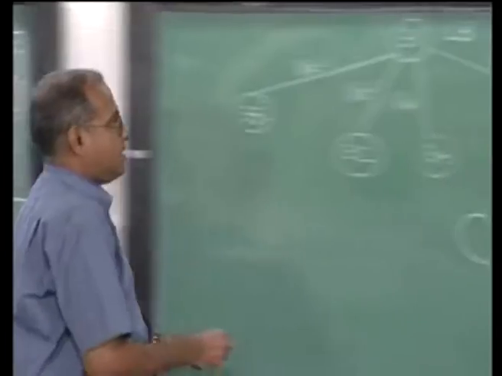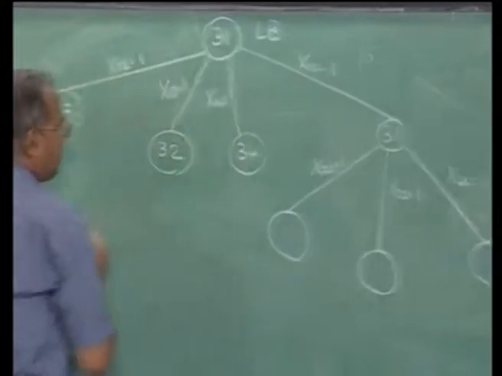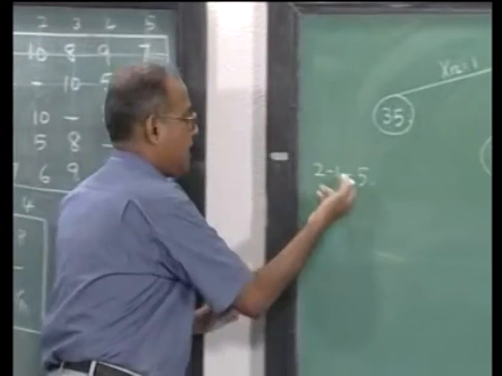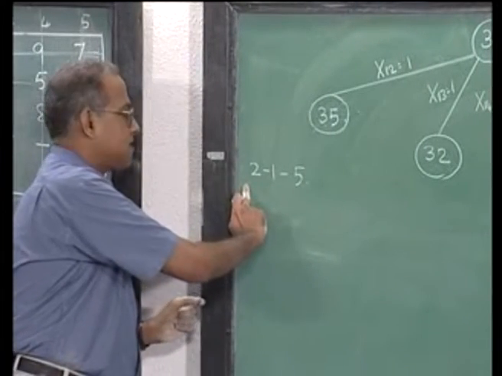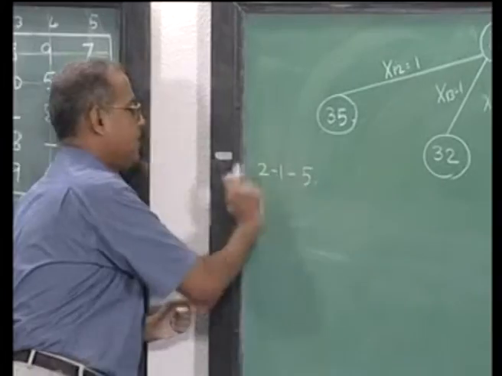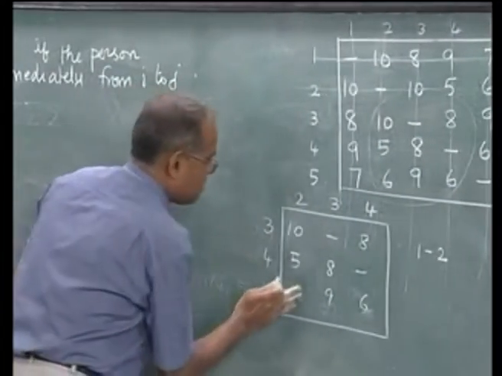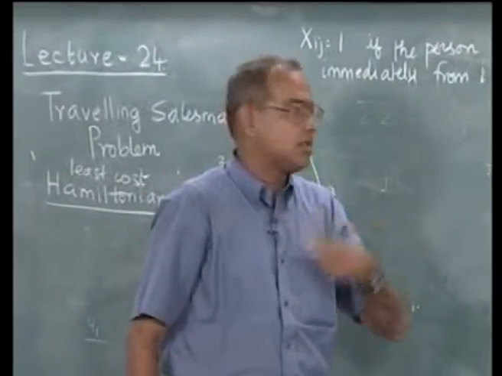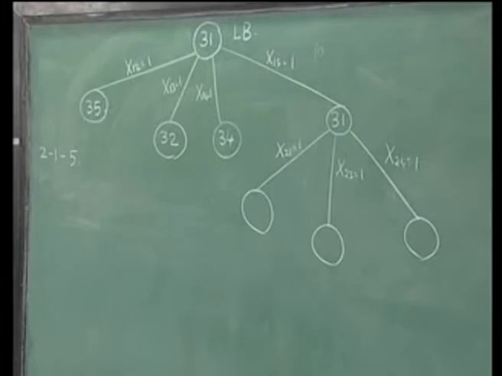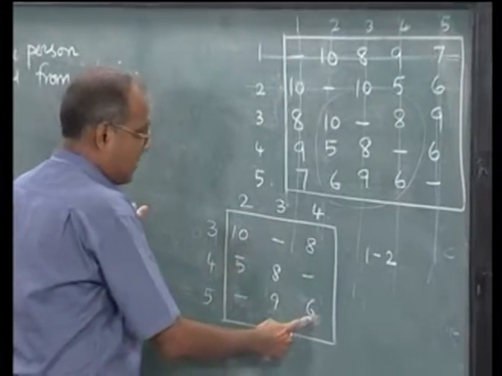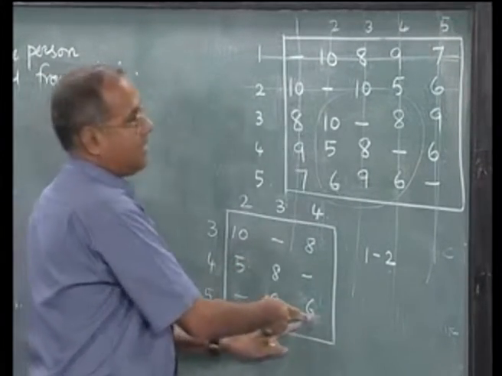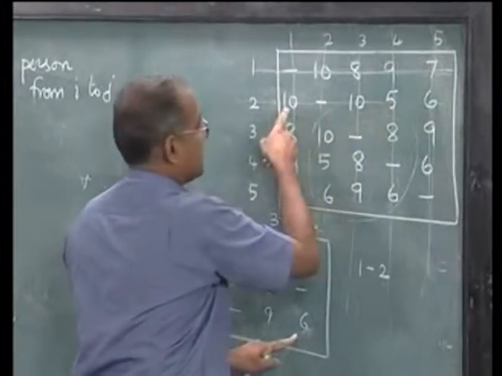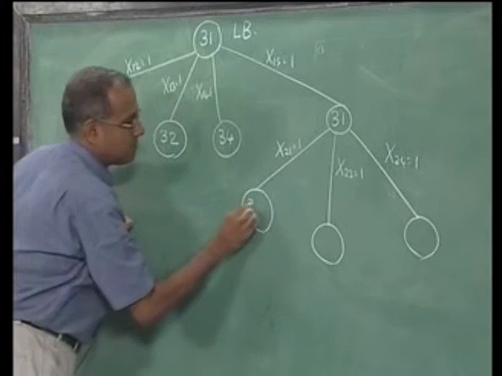Now, this would mean that 2 to 1 and 1 to 5. So, I have 2 to 1, 1 to 5. So, I should not have 5 to 2, otherwise it will be a subtour. So, 2 to 1, 1 to 5, 5 to 2. So, I put 5 to 2 as another dash here temporarily, and then I can find out the row minimum. So, the row minimum would give us 8 plus 5 13 plus 6 19, 19 plus the 2 fixed values, 19 plus 7 26, 26 plus 10 36.